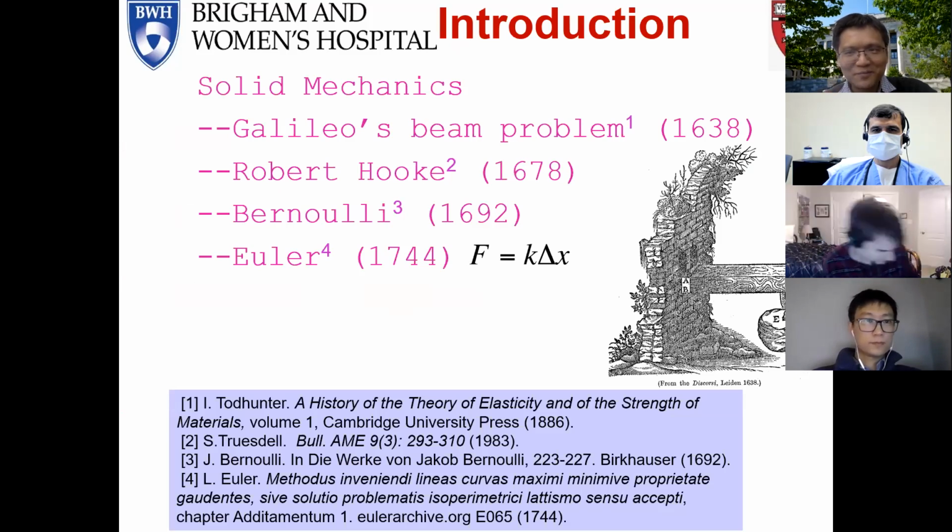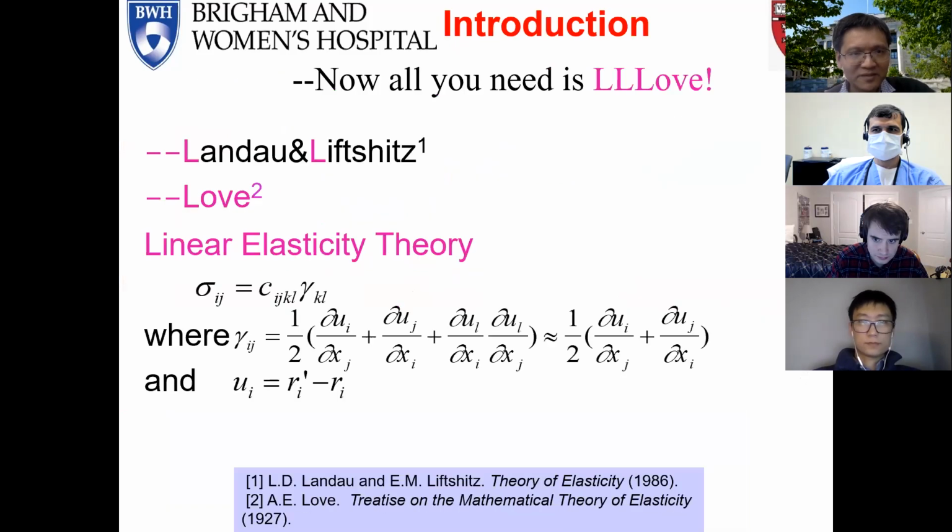So just a very brief introduction of solid mechanics. This can be dated back to Galileo, who studied the beam problem. And Robert Hooke proposed this famous Hooke's law. So basically F equals K delta X, right? So force is linearly proportional to displacement. And there are other great scientists like Bernoulli, who all studied mechanics problems.